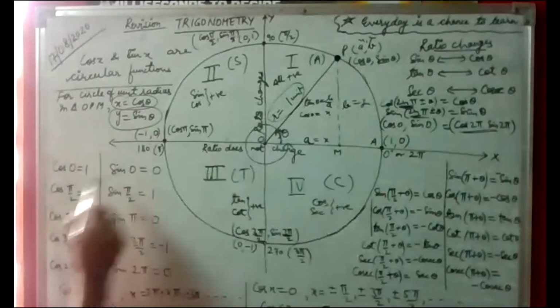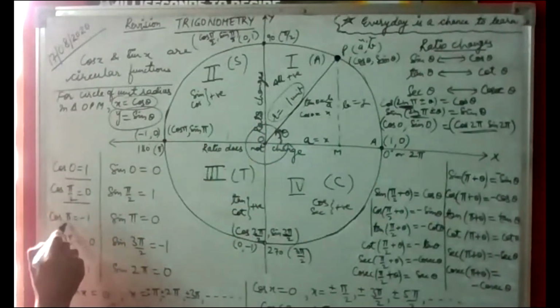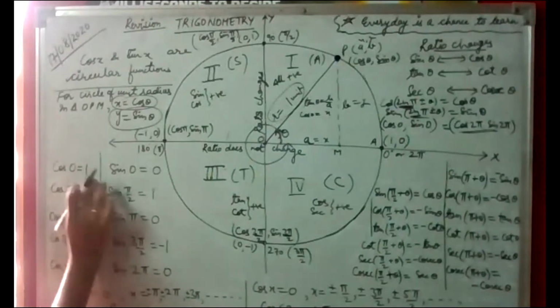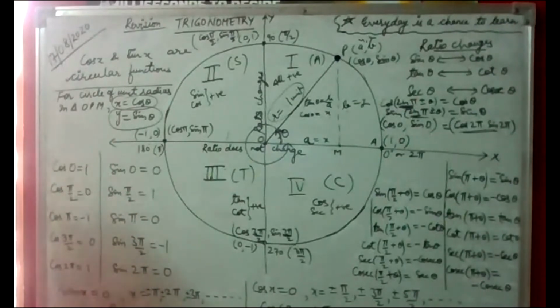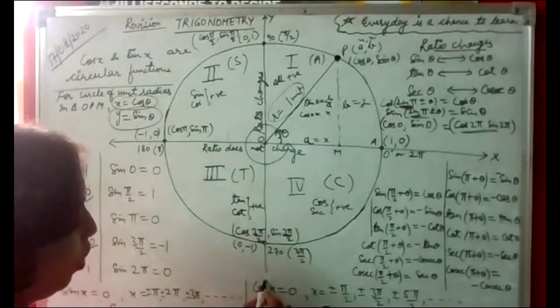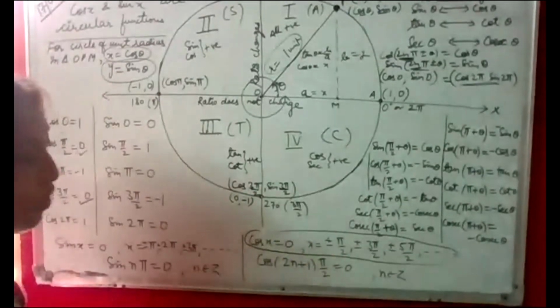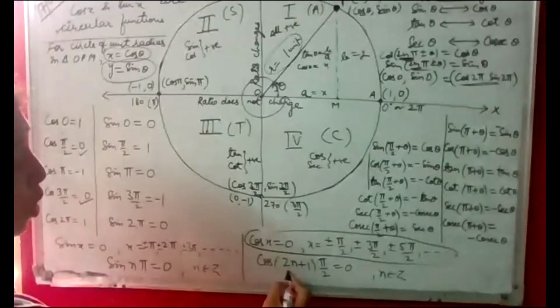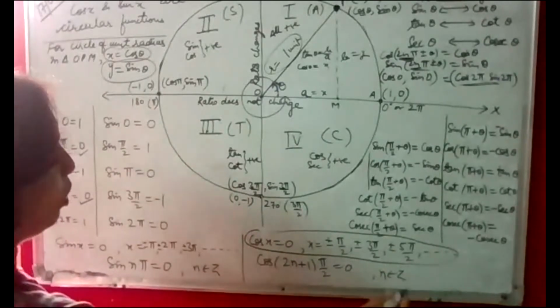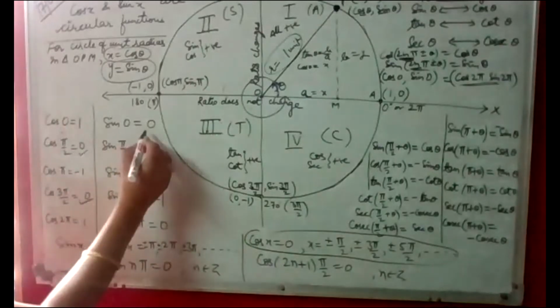Now, if we look at this circle, we have cos 0 is 1, cos pi is minus 1, cos pi by 2 is 0, and so on. So these are the values, and if we come to generalizing these values, look here: cos pi by 2 is 0, then cos 3 pi by 2 is 0, then again cos 5 pi by 2 will be 0. So in this way, we get the result that cos x is 0 at x equal to plus or minus pi by 2, plus or minus 3 pi by 2, plus or minus 5 pi by 2. So we generalize this as cos of (2n plus 1) pi by 2 is 0 when n belongs to Z. Similarly, we can generalize the values of sine.